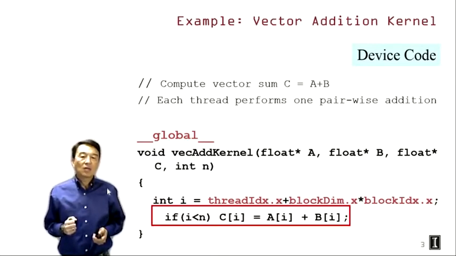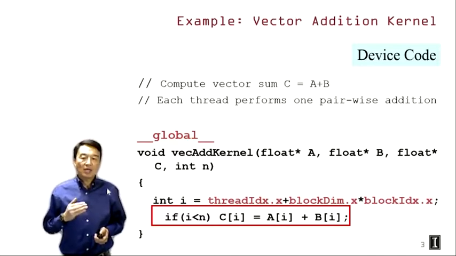Finally, we can use i as a data index to access the input data. So in this case, we'll be using i to access one A element, one B element, and write into one C element. We're going to come back and discuss the if statement, why we need to test if i is less than n, where n is the number of elements in the A, B, and C vectors.